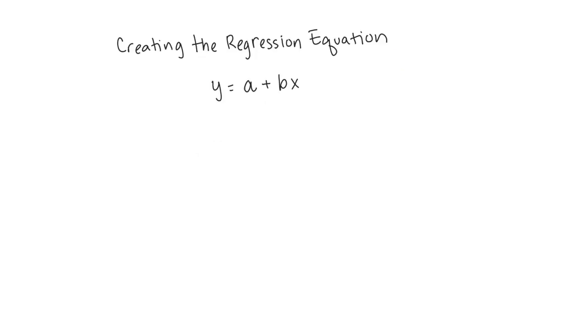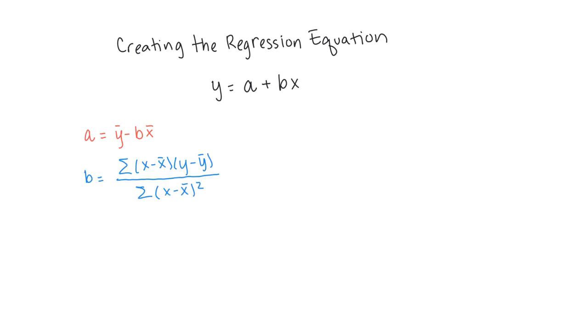So let's talk about how you use all of that data, all of those points in our scatter plot, all of those x, y values, to create the regression equation. So starting with A, the y-intercept. The formula for finding A is y bar minus b times x bar. So A is dependent on the point of averages, x bar and y bar, and the slope b. So in order to find A, we actually need to find b.